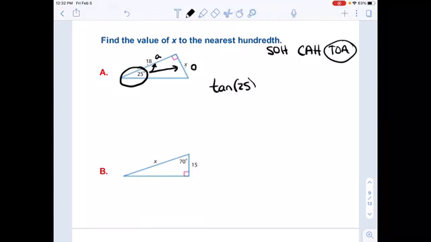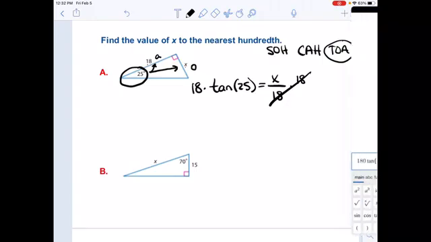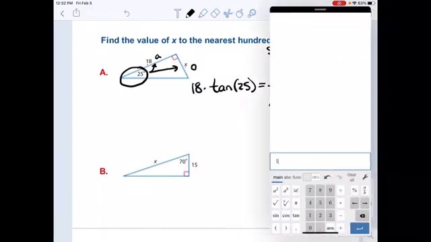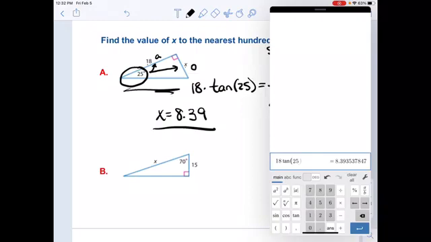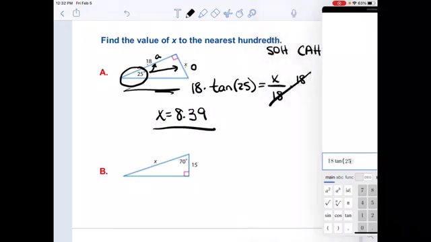So I have tangent of 25 is equal to opposite over adjacent. Go ahead and solve. So I end up getting 18 tangent of 25 degrees is equal to 8.39 for x. And then if you wanted to, you could find that other missing side length by just simply using Pythagorean theorem. Or you could use another trig function to find the hypotenuse.